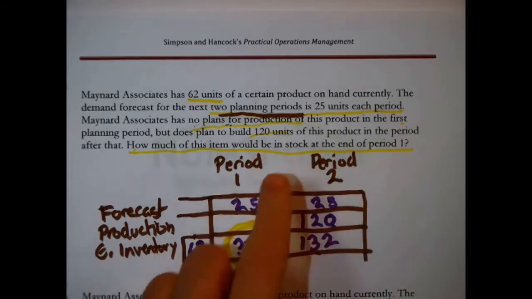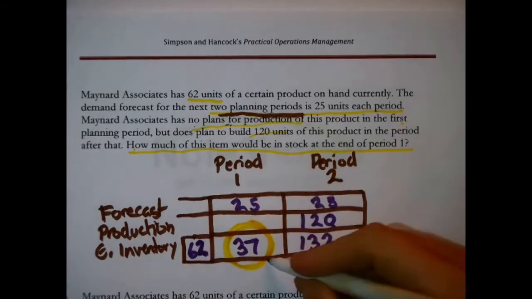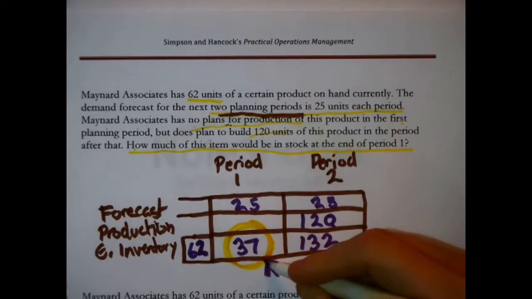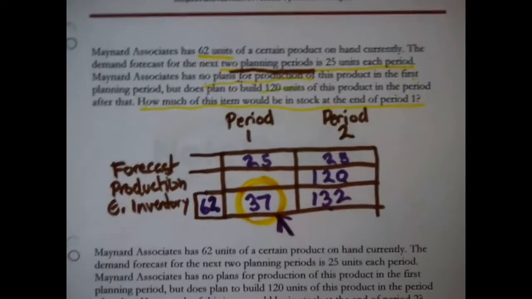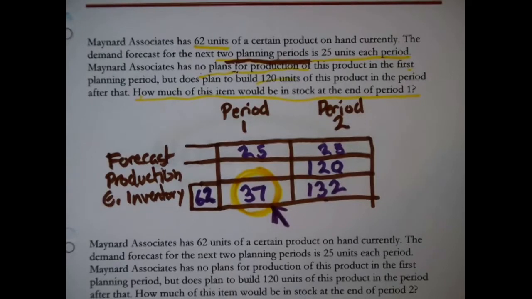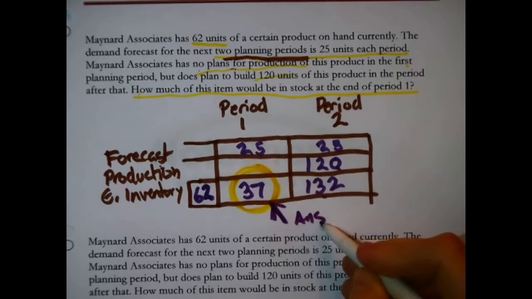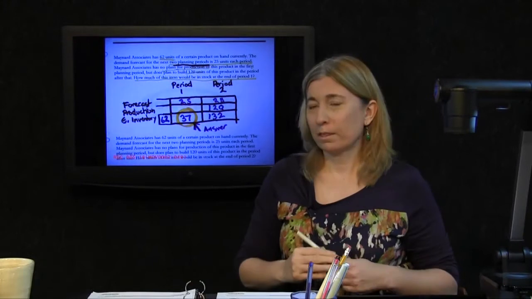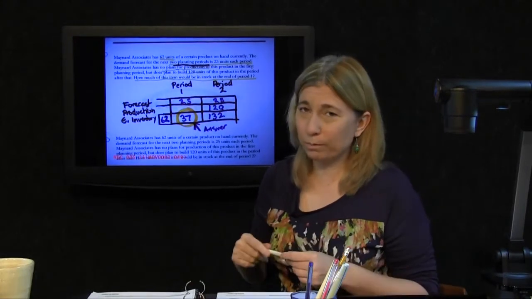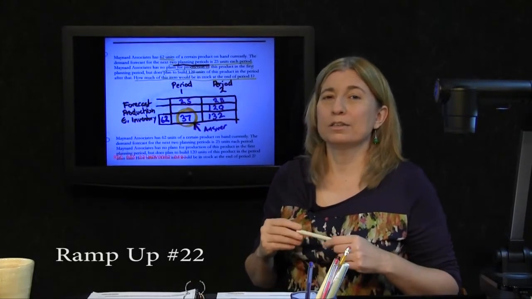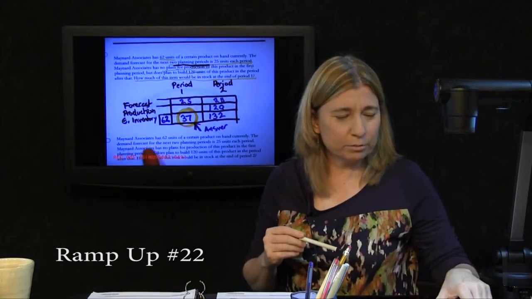Now, for this problem, the answer was just asking about the item in stock at the end of period 1. The answer here is 37. But if you look at the next problem at the back of the chapter, this looks awfully familiar.